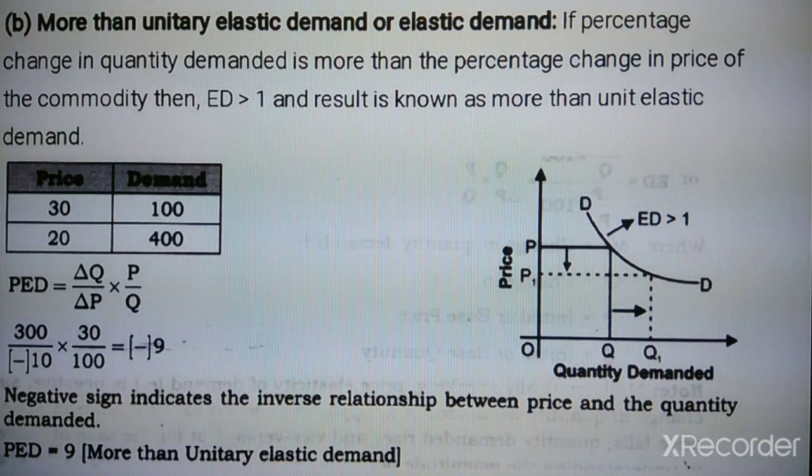Again the graph for it you can see here. This is the graph for elastic demand, where ED is greater than 1. This graph is drawn for the same numerical values on your left hand side. That is, price is 30, demand is 100. Price is 20, demand is 400. So here the price elasticity of demand is 9, negative 9, the negative we are ignoring. So this is the graph for elastic demand.